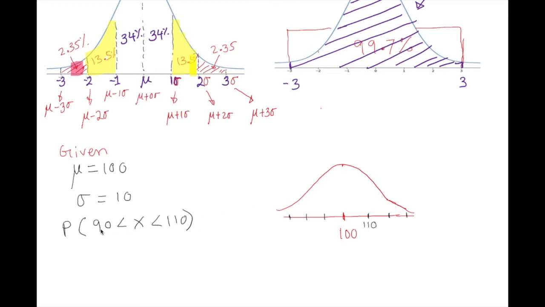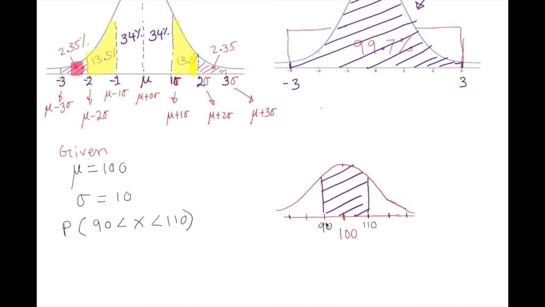Now we are looking for 90. Most probably 90 is here, because mean minus 1 standard deviation is 100 minus 10, which is 90. So I'm going to draw a vertical line here and a line here: that's 110 and that's 90. This is what the question is asking: what is the probability between these?